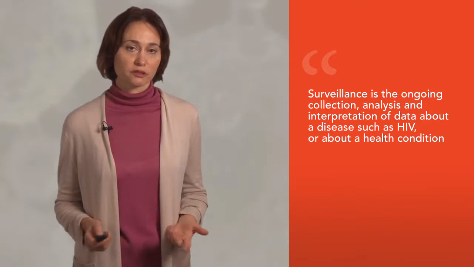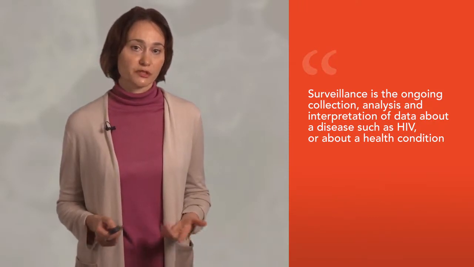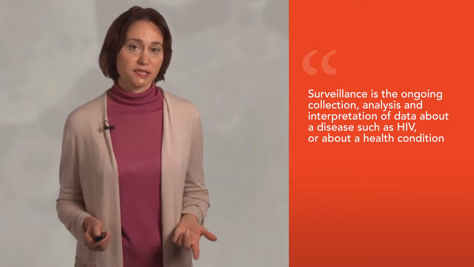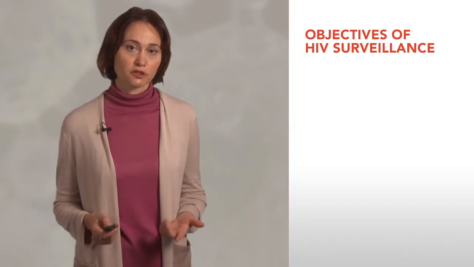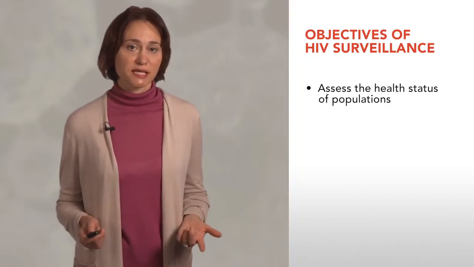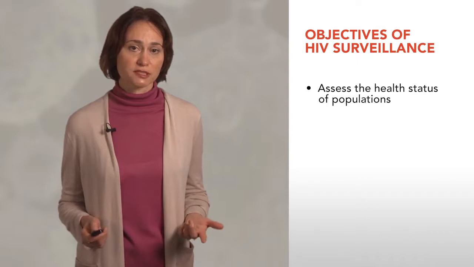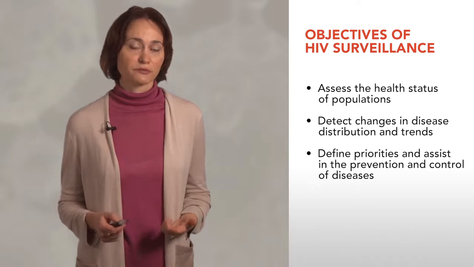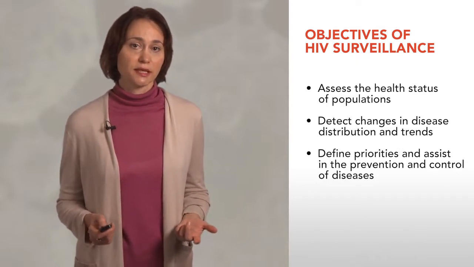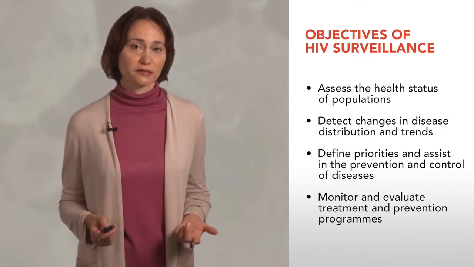Firstly, I would like to define disease surveillance. Surveillance is the ongoing collection, analysis, and interpretation of data about a disease such as HIV or about a health condition. The objective of surveillance is to assess the health status of populations, detect changes in disease distribution and trends, define priorities, assist in the prevention and control of diseases, and monitor and evaluate related treatment and prevention programs.